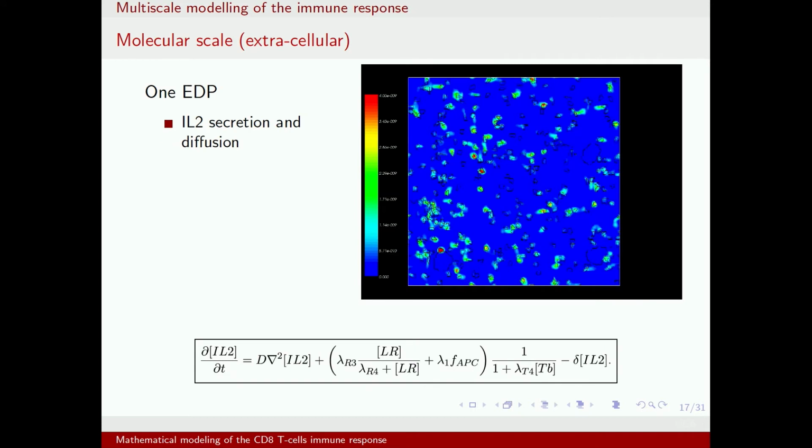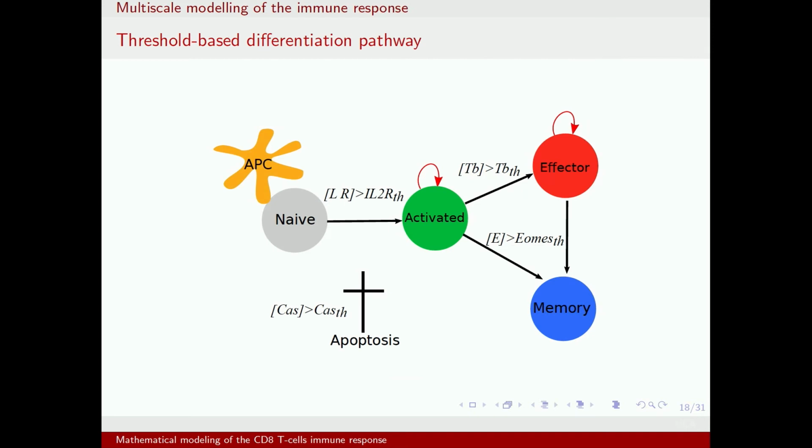Okay. And yeah, still at the molecular level, we use this PD to model the secretion of one protein, the protein IL-2, which is associated with cell activation and cell proliferation, that then diffuses on the two-dimensional grid. So I have not time to comment on this properly.